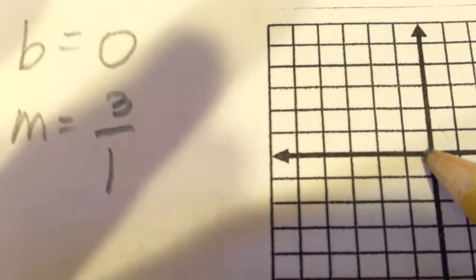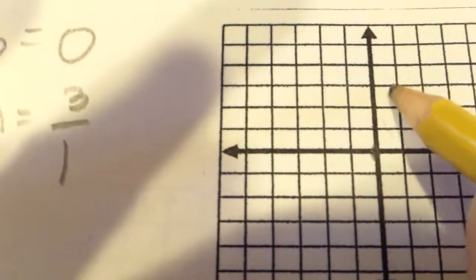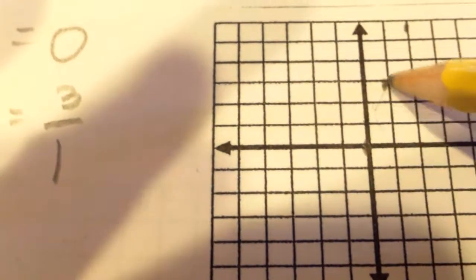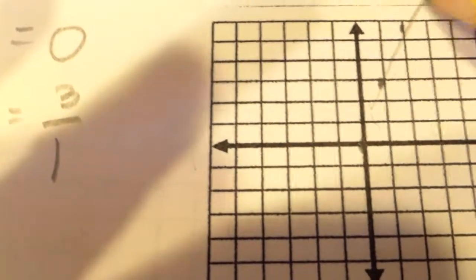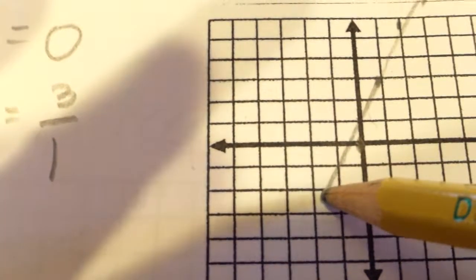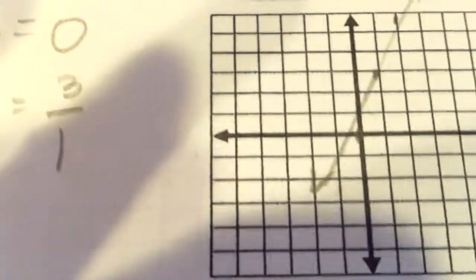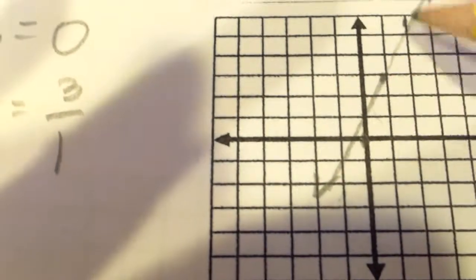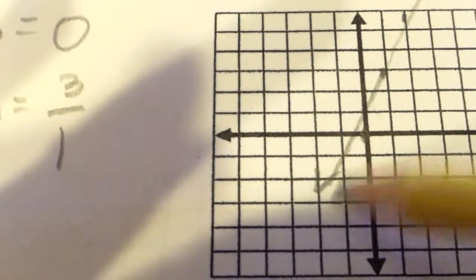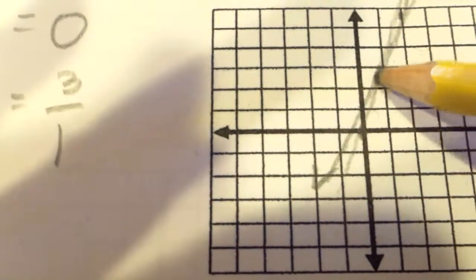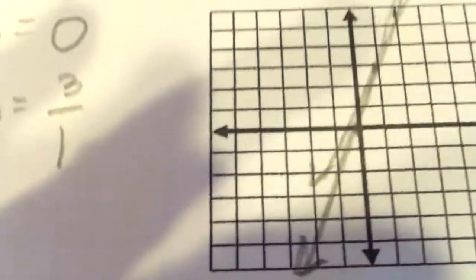Begin at 0 on the y-axis. That's the origin, isn't it? We're going to go 1, 2, 3, 1. 1, 2, 3, 1. Connect your points. And there it is. I didn't draw that very well. I'm trying to hold a camera and draw at the same time, but you get the drift. There's a point here, here, and here, and they're all in a nice straight line. If I used a ruler and really did a good job, I would have a straight line.